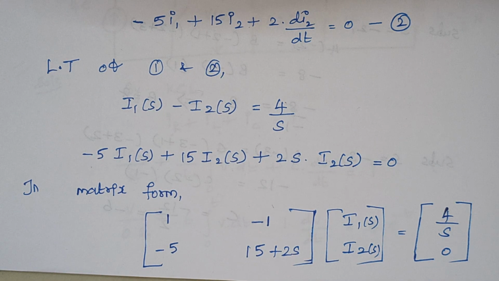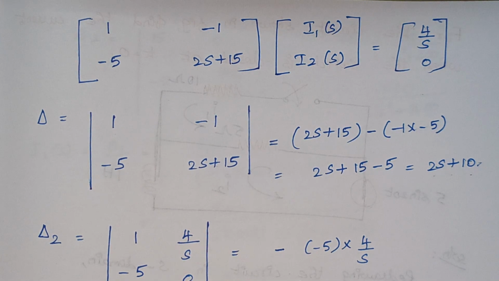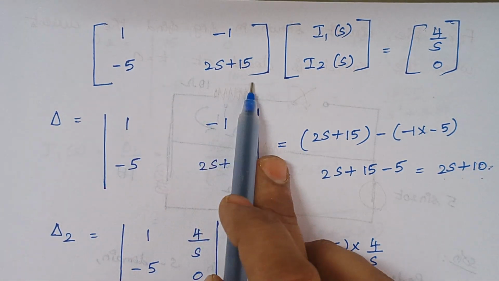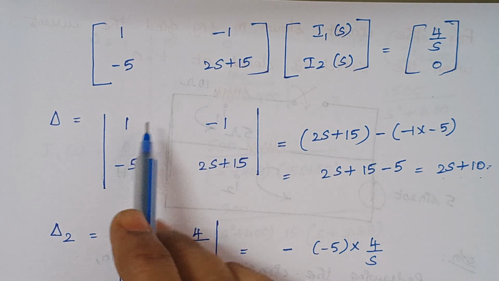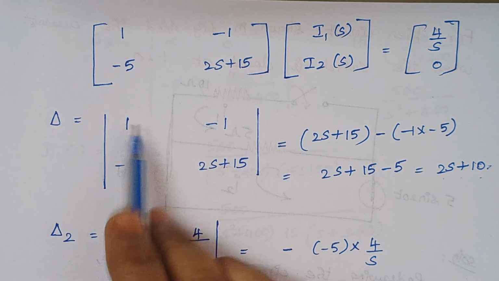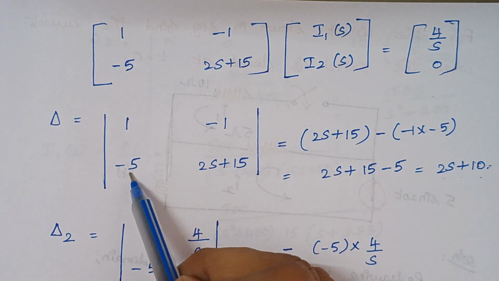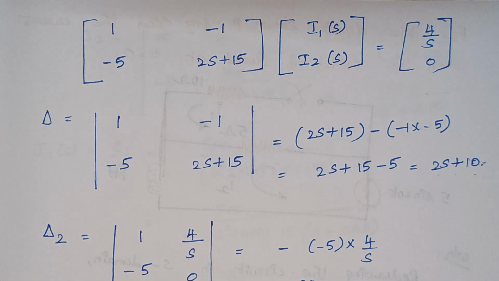Right. So the next step is, we are going to find the value of del. So here del is nothing but determinant of this matrix. So when you take the determinant, I believe you people know. Just you have to multiply 1 into 2s plus 15, which is 2s plus 15, minus of minus 5 into minus 1. So when you solve here, the answer is 2s plus 10.